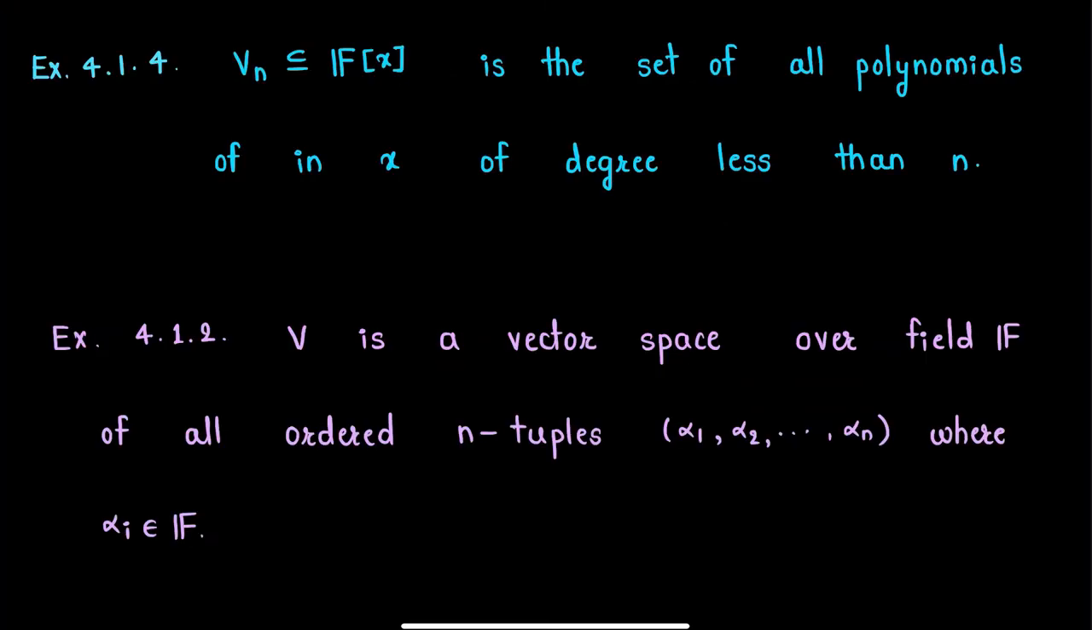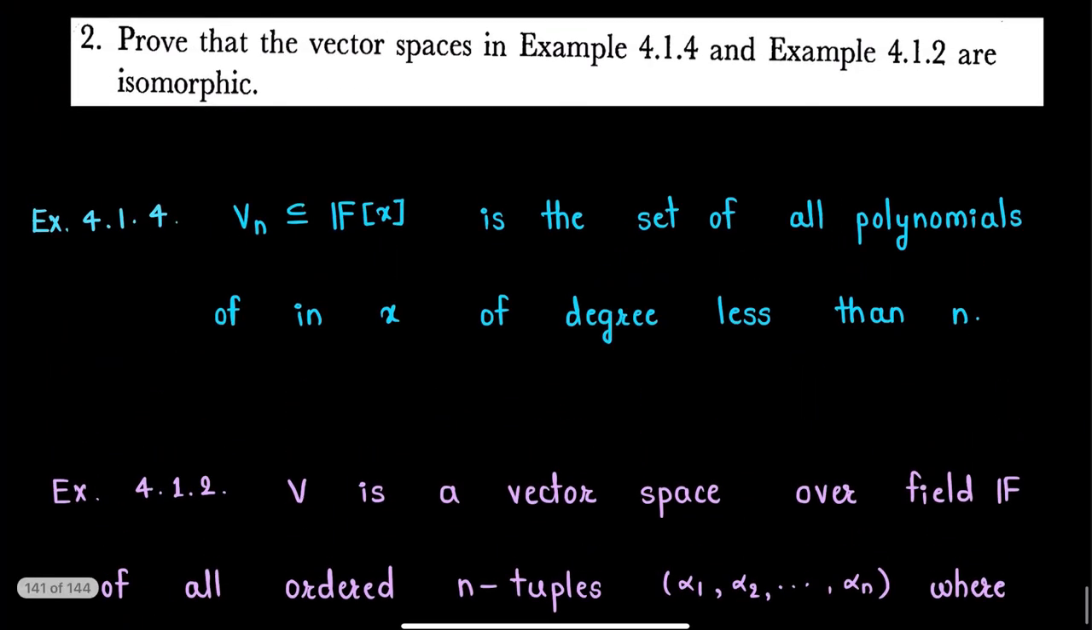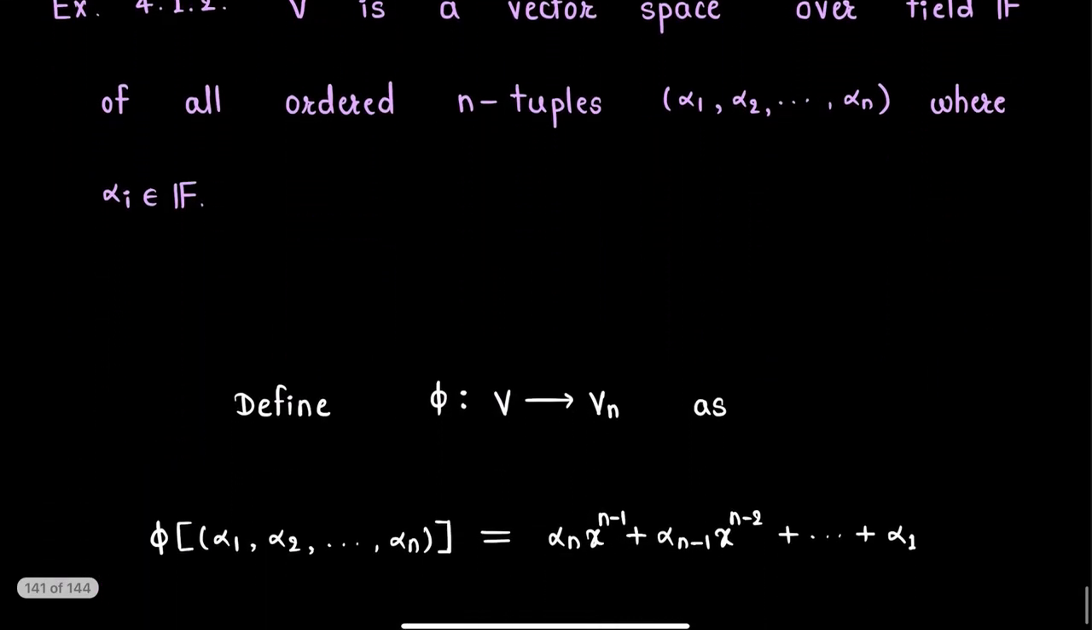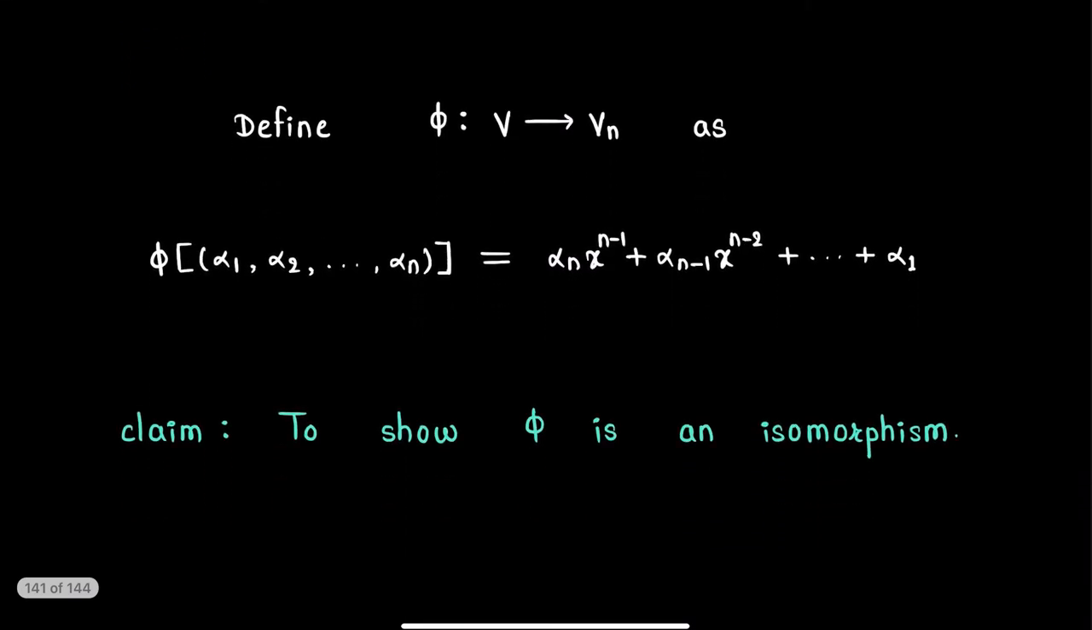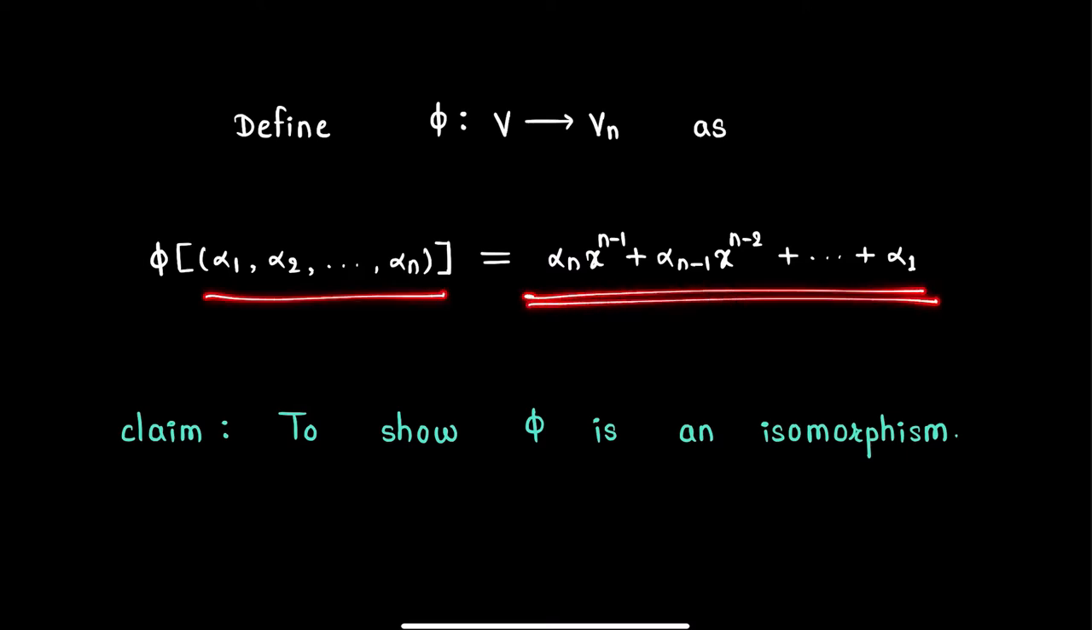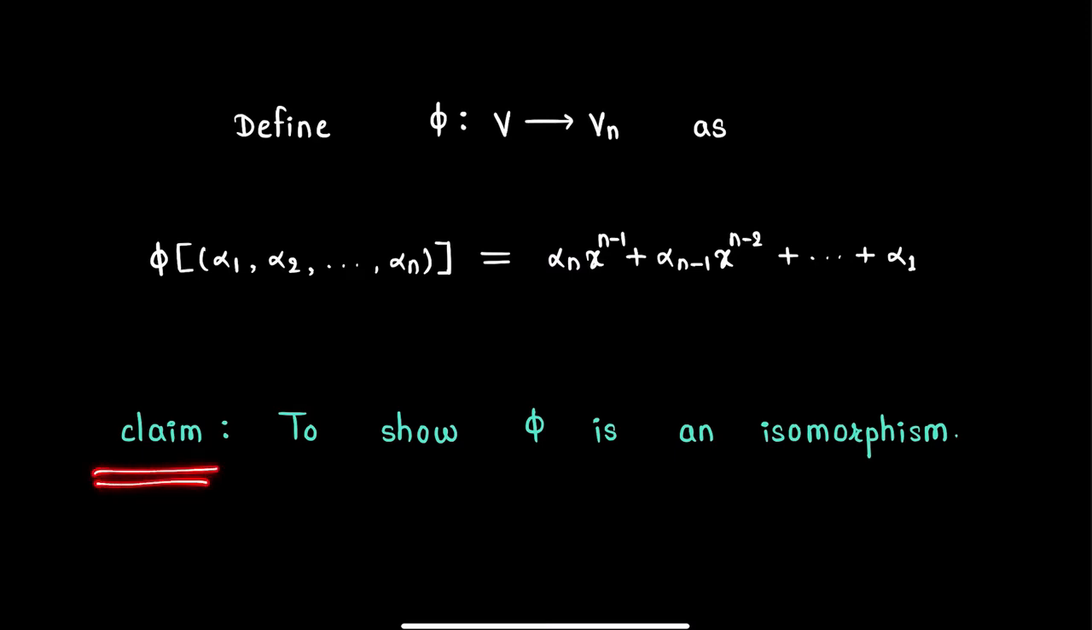Now we are ready to prove this result that V and Vn are isomorphic. For this, firstly we will define a map, say phi, from vector space V to vector space Vn as phi of (alpha 1, alpha 2, ..., alpha n); that is, under phi this ordered n-tuple gets mapped to the polynomial alpha n x to the power n minus 1 plus alpha n minus 1 x to the power n minus 2 plus and so on plus alpha 1. Now the claim is to show that phi is an isomorphism.